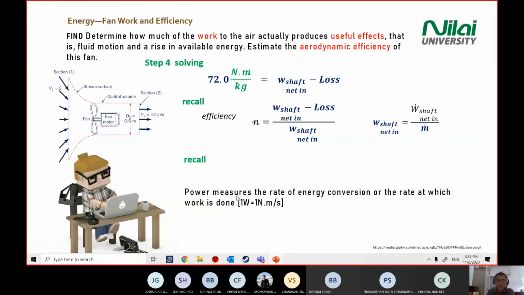And power, recall again. What is power? Power, 1 watt equals 1 Newton meter per second. This is the definition of power. 1 watt equals 1 Newton meter per second.